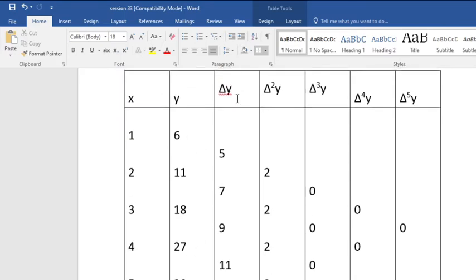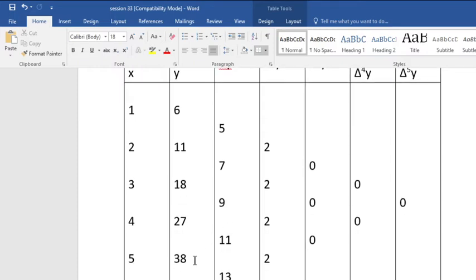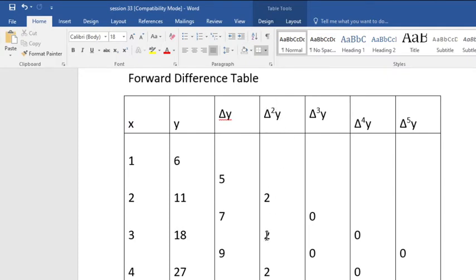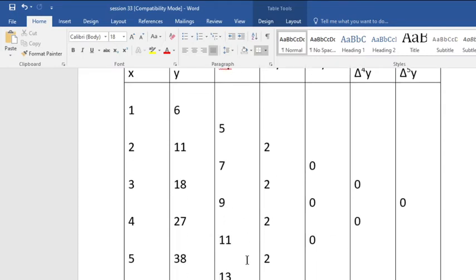Then the first forward difference is calculated. The difference between 11 and 6 is 5, between 18 and 11 is 7, between 27 and 18 is 9, between 38 and 27 is 11, and between 58 and 38 is 13. To calculate the second forward difference, we take the differences of the first forward differences. So 7 minus 5 is 2, 9 minus 7 is 2, 11 minus 9 is 2, and 13 minus 11 is 2.